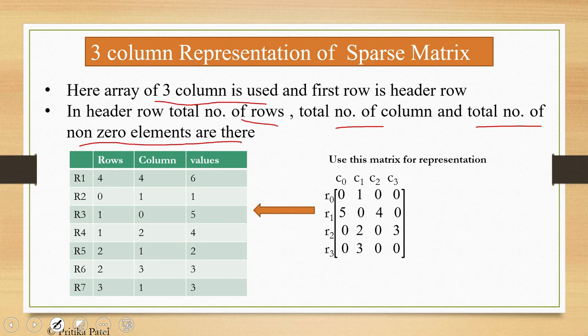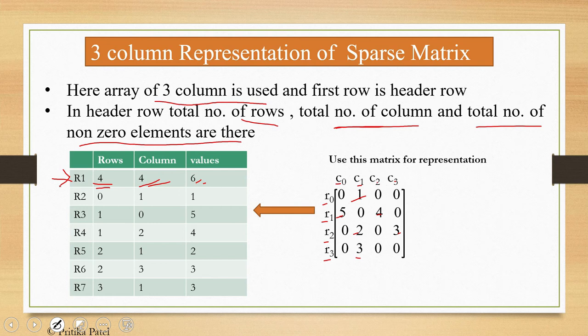Now the first row is the header row. Here this is the header row. In the header row, the total number of rows is 4. See here R0, R1, R2 and R3. So the total number of rows is 4. Then the total number of columns: 0, 1, 2, 3. That means 4 columns are there. And the total number of non-zero elements is 1, 2, 3, 4, 5 and 6. So this value is 6. So this row is called the header row.